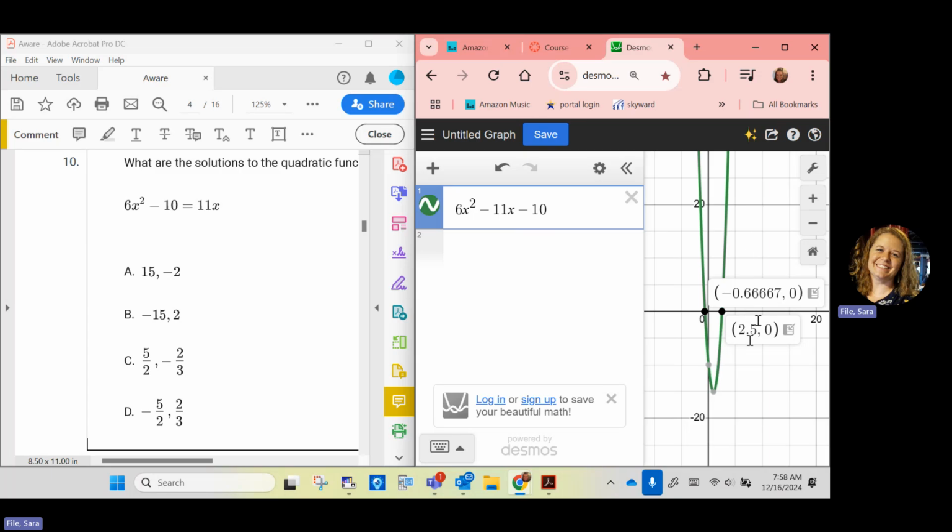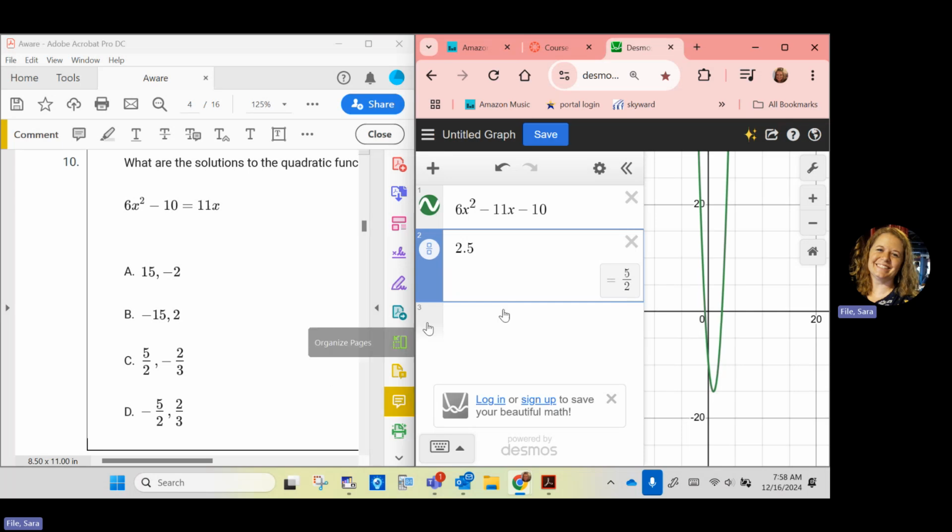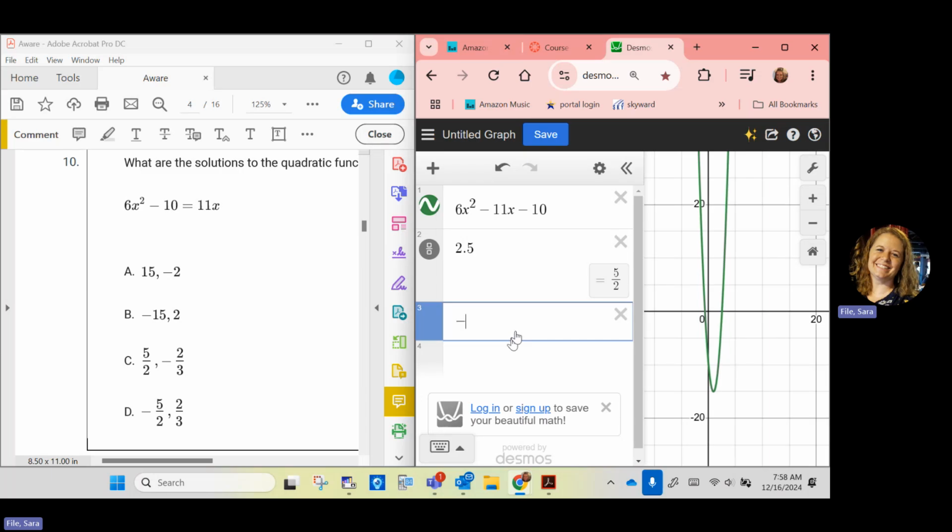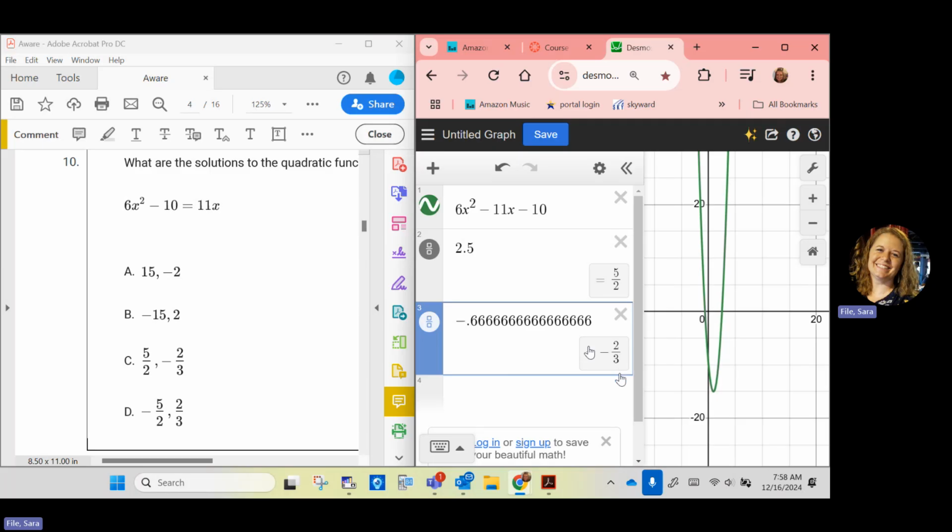So that's at 2.5 and negative 0.6 repeating. Now looking at your answer choices, they have them as fractions. If you're ever not sure how to convert a decimal to a fraction, you can always type the decimal in here and then just click that and it will change it to a fraction. So 5/2 is one of our solutions. That was positive 5/2. There's only one answer choice here that has positive 5/2. But you could still double check the other one was negative 0.6 repeating, which is negative 2/3. So it's positive 5/2 and negative 2/3. So that was answer choice C here.